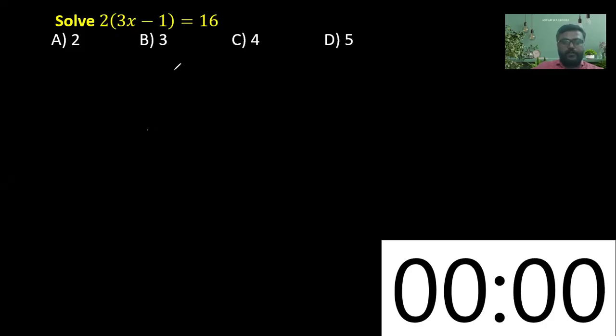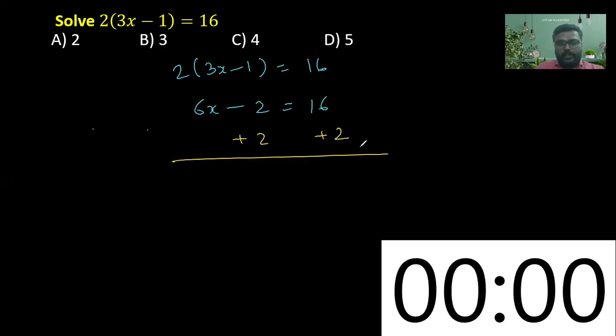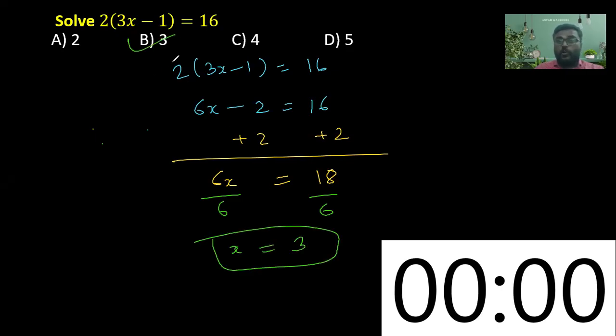So 2 times 3x minus 1 is equal to 16. Let's multiply this. 2 times 3x is nothing but 6x, minus 2 times 1 is 2, equals 16. Add 2 on both the sides. What do we have? 6x equals 18. Divide both the sides by 6. X is nothing but equal to 3. So option B is correct.